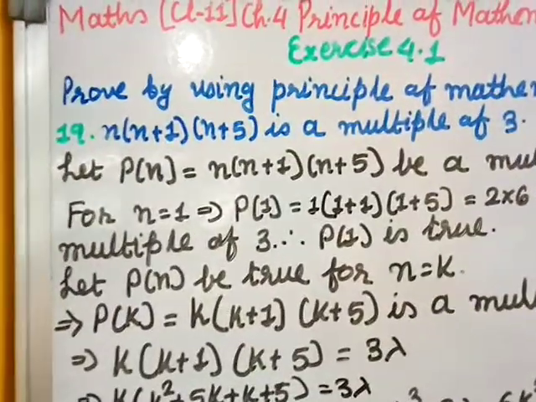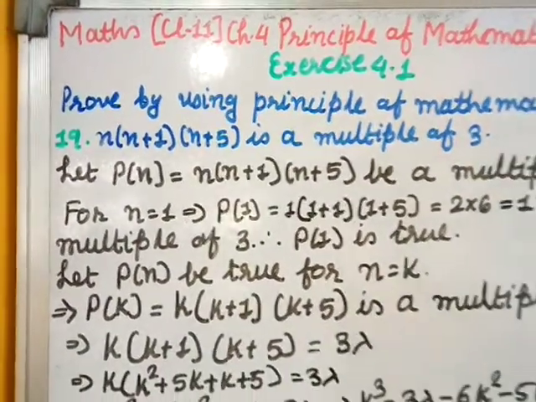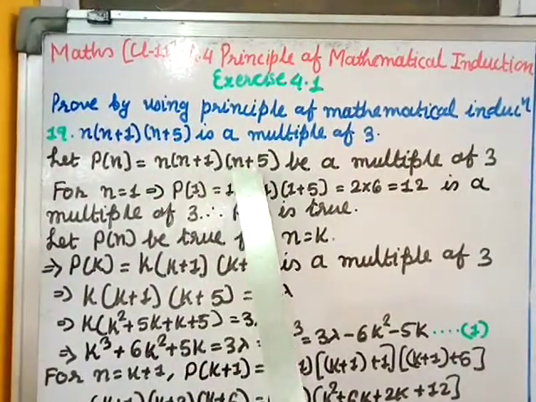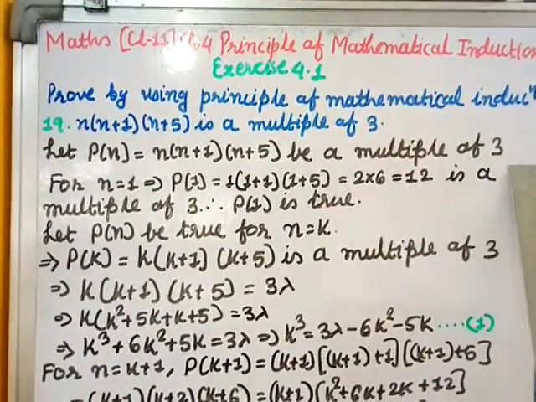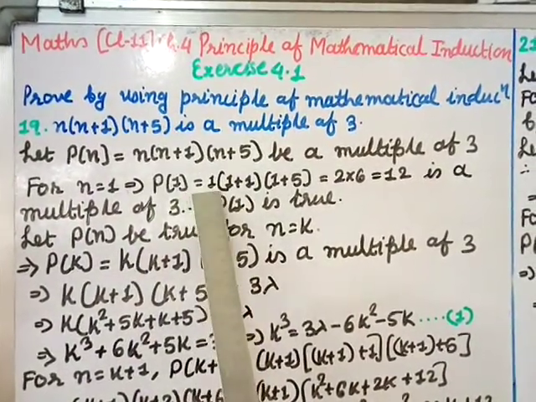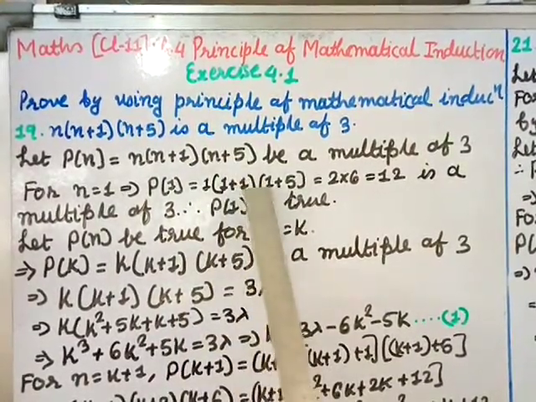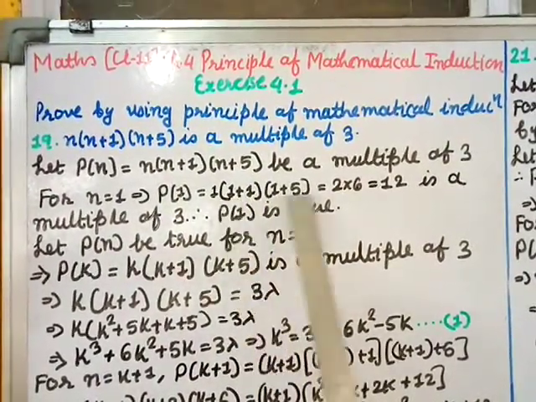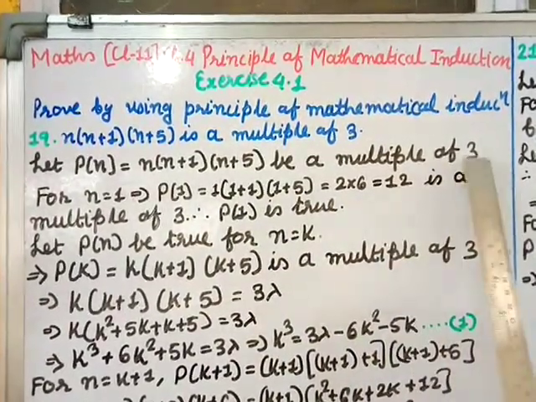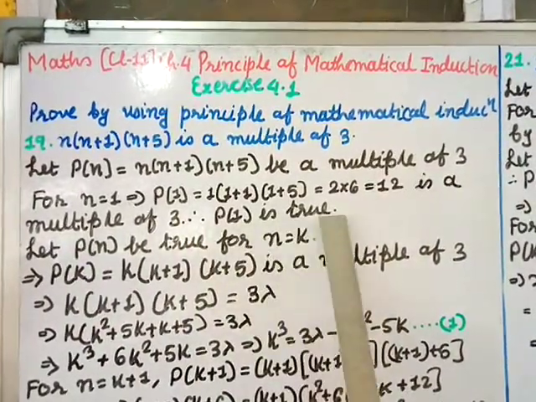Question number 19. n into n plus 1 into n plus 5 is a multiple of 3. Call this as Pn. Let Pn equal to n into n plus 1 into n plus 5 be a multiple of 3. Check for n equal to 1. So wherever there is n, put 1. So 1 into 1 plus 1 into 1 plus 5, which gives you 1 plus 1, 2, 1 plus 5, 6, 2 into 6 is 12. 12 can be divided by 3, so we can say 12 is a multiple of 3, therefore P1 is true.